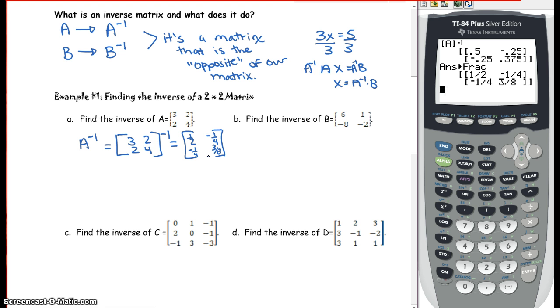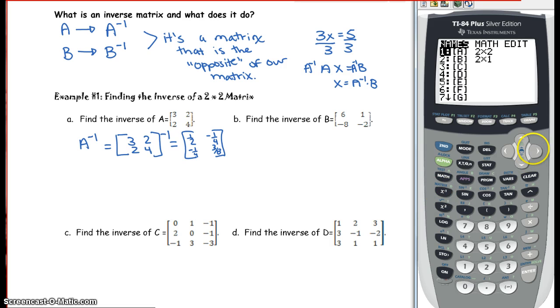Let's do this one more time with matrix B. Let's go to second matrix, and now we edit again, this time editing matrix B. I'm going to go down one and press enter. Matrix B is also a 2 by 2, so I press 2, enter, 2, enter, and I'm going to put the entries.